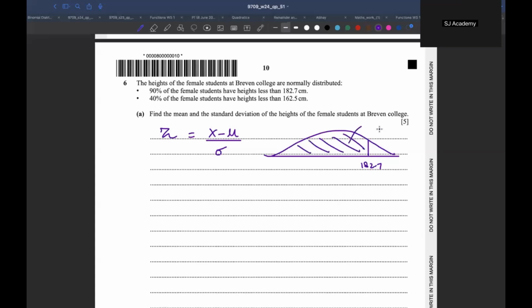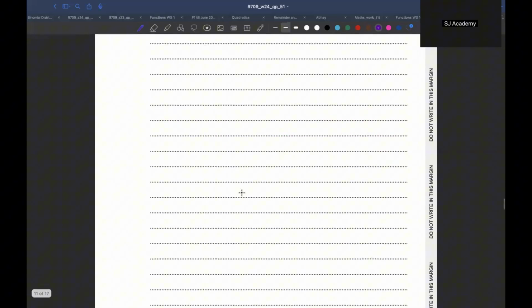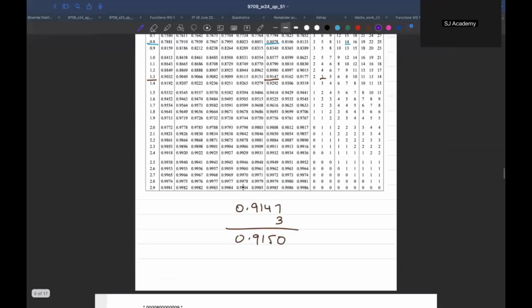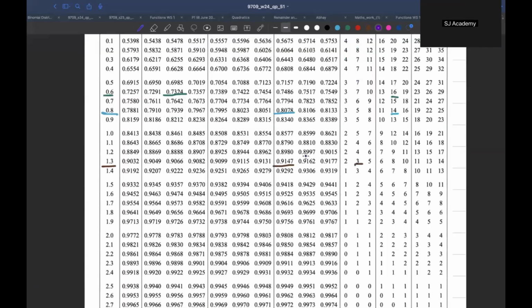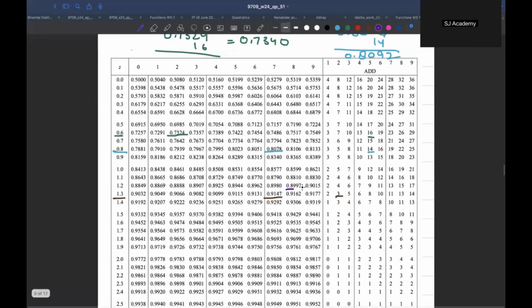Now at 90%, we will have to find the z value. So the z value at 90%, if we go onto the table, let's look at 90%. Okay, so this is 0.8997. This value is 1.2 and 1.28. And then we have to add 3 over here, right? So we can add 2 or 4.